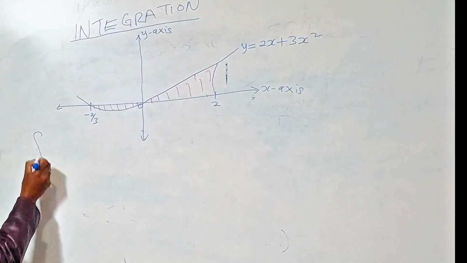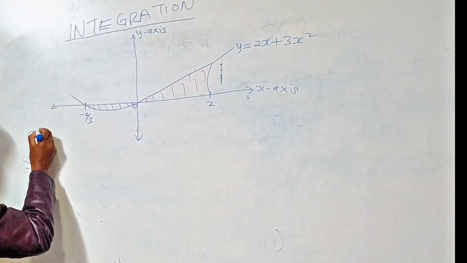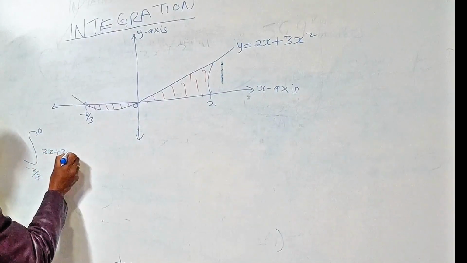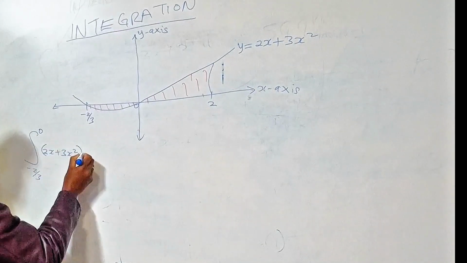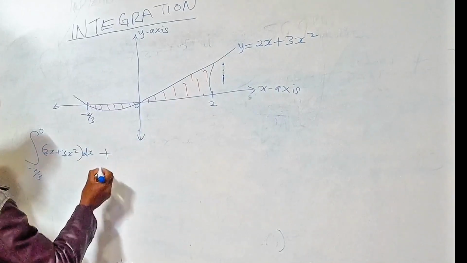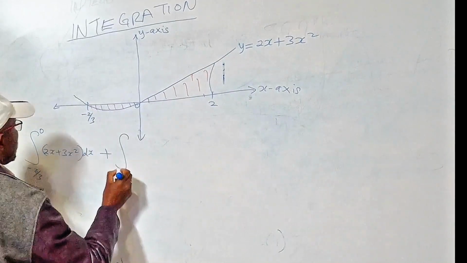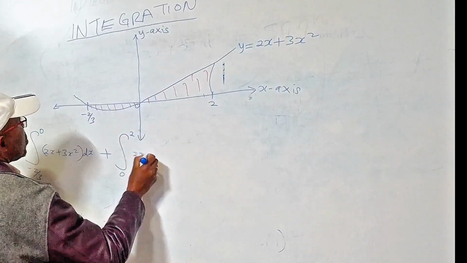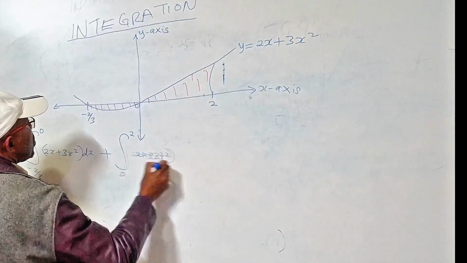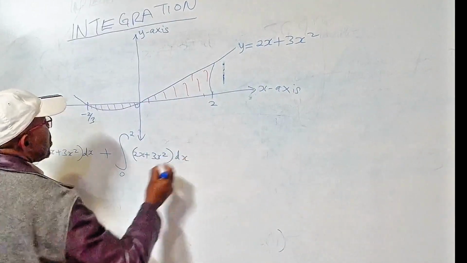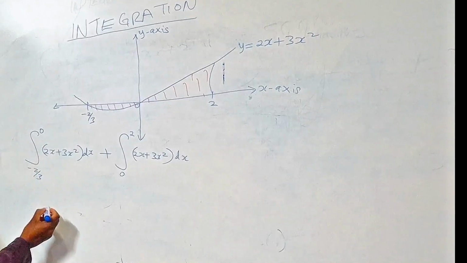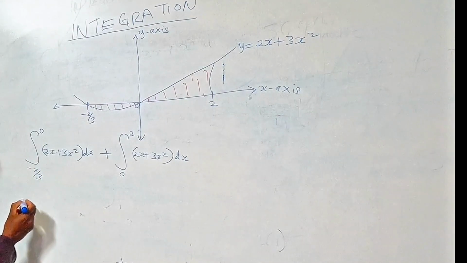Negative 2 over 3 to 0, that is 2x plus 3x squared dx. Then we add the other area, that is 0 to 2. So we have to calculate the two areas separately. Let's do the first one.